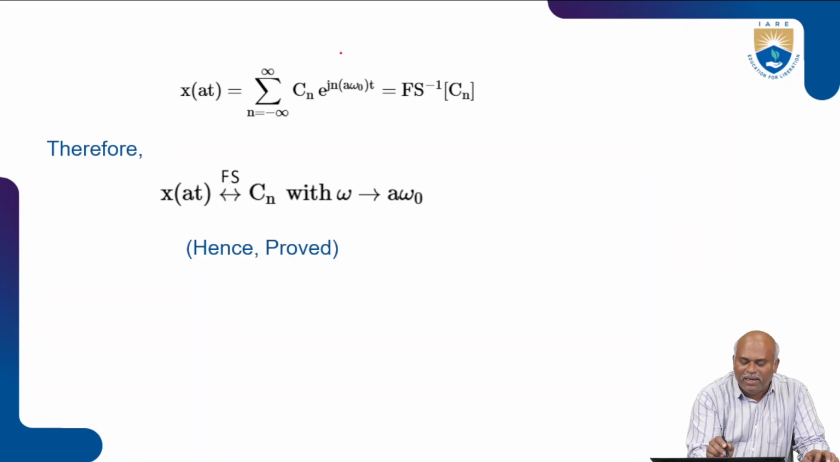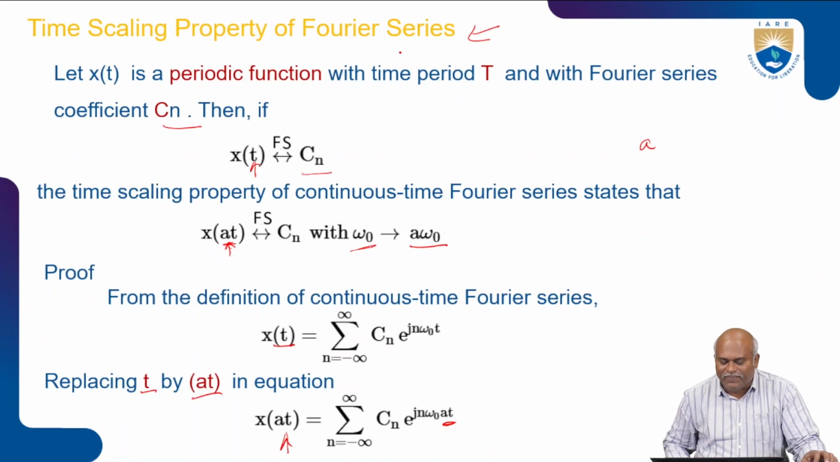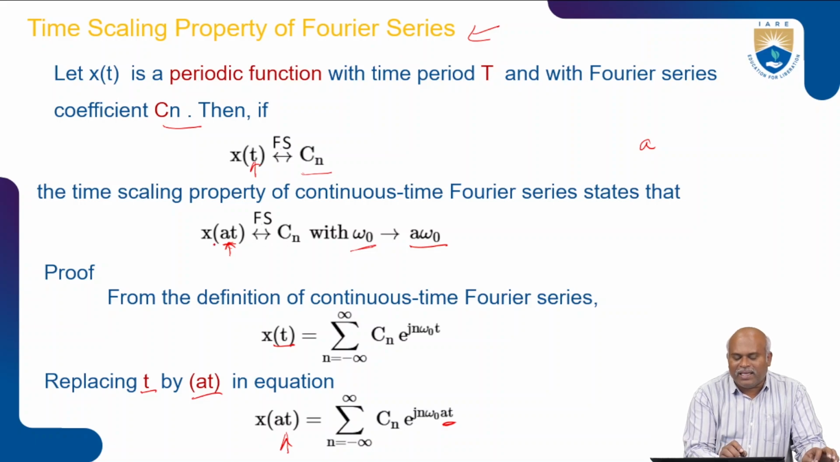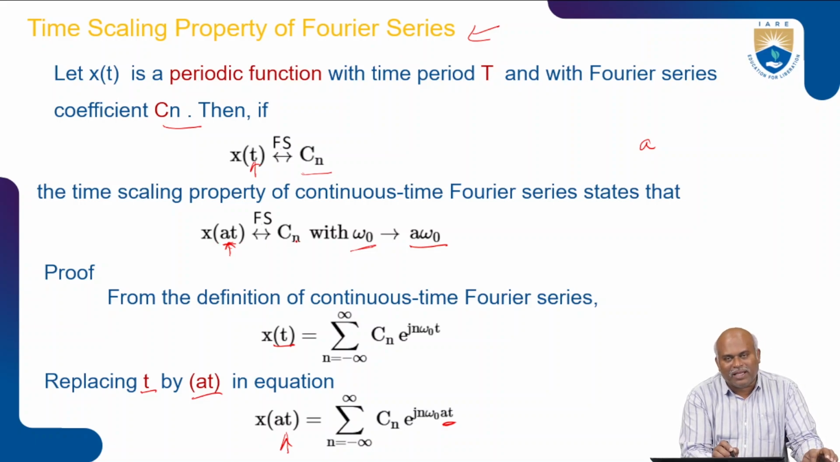So now what will happen? We write the statement: x of at, take the Fourier series, we get capital letter c of n, but with omega 0 equal to a omega 0.